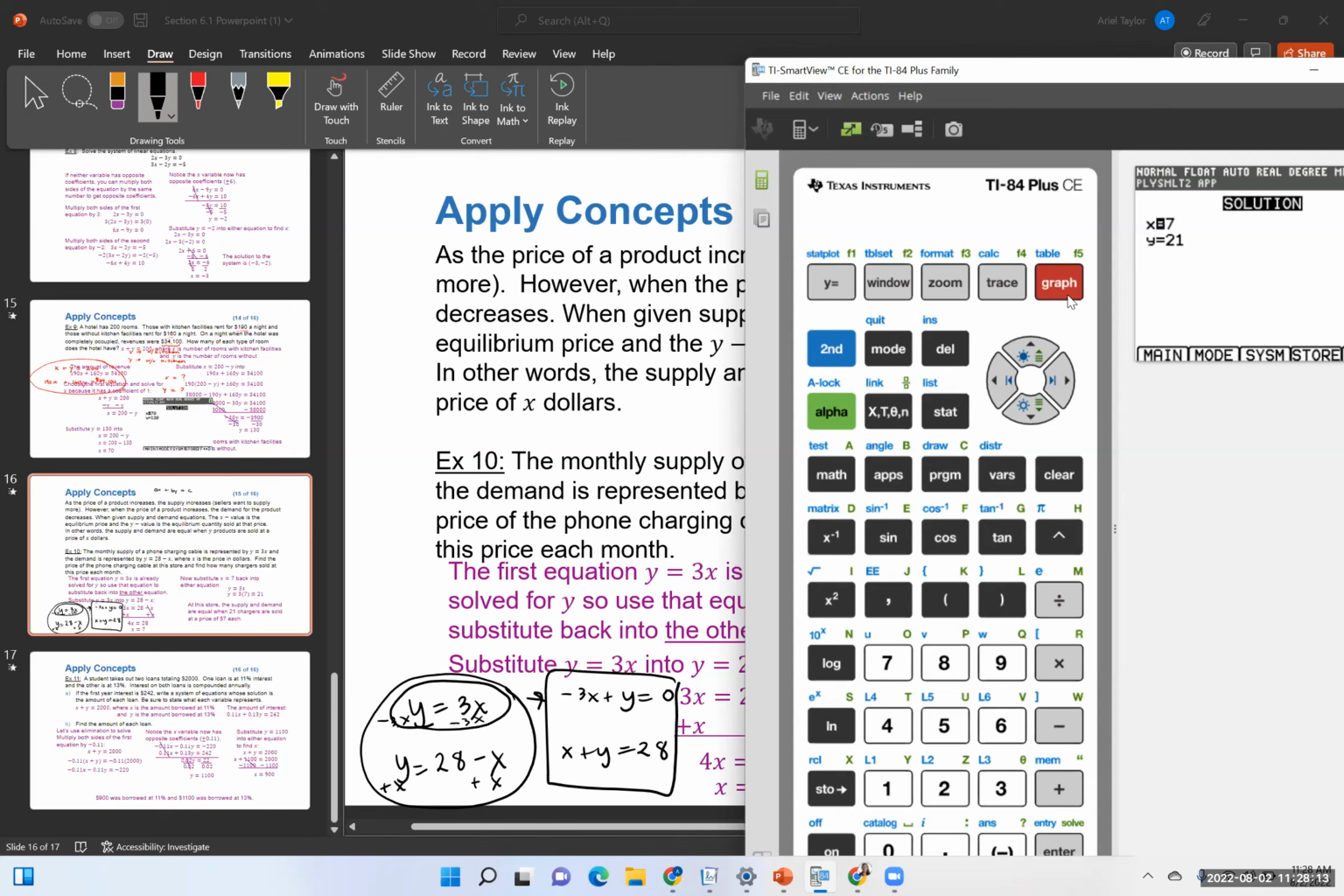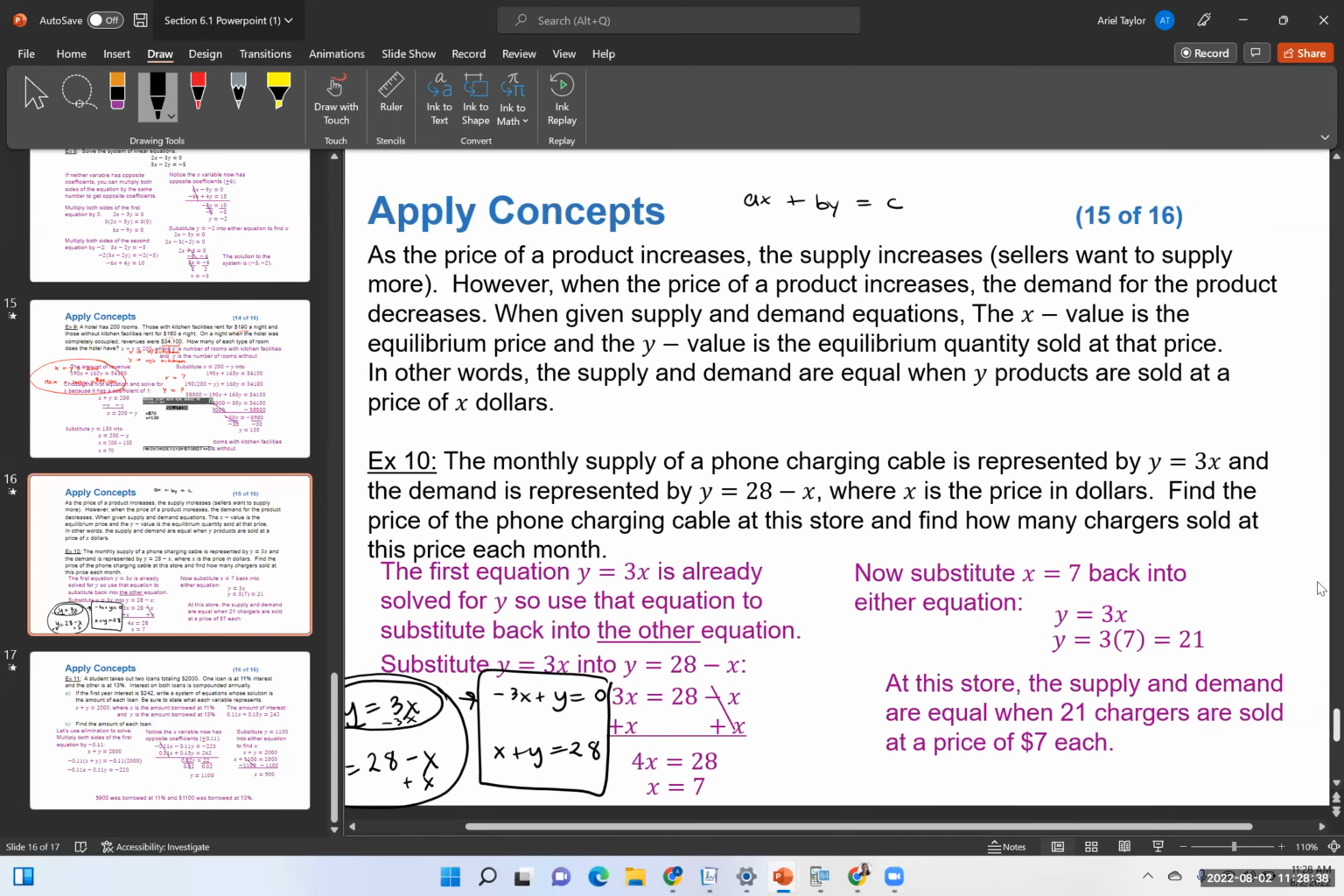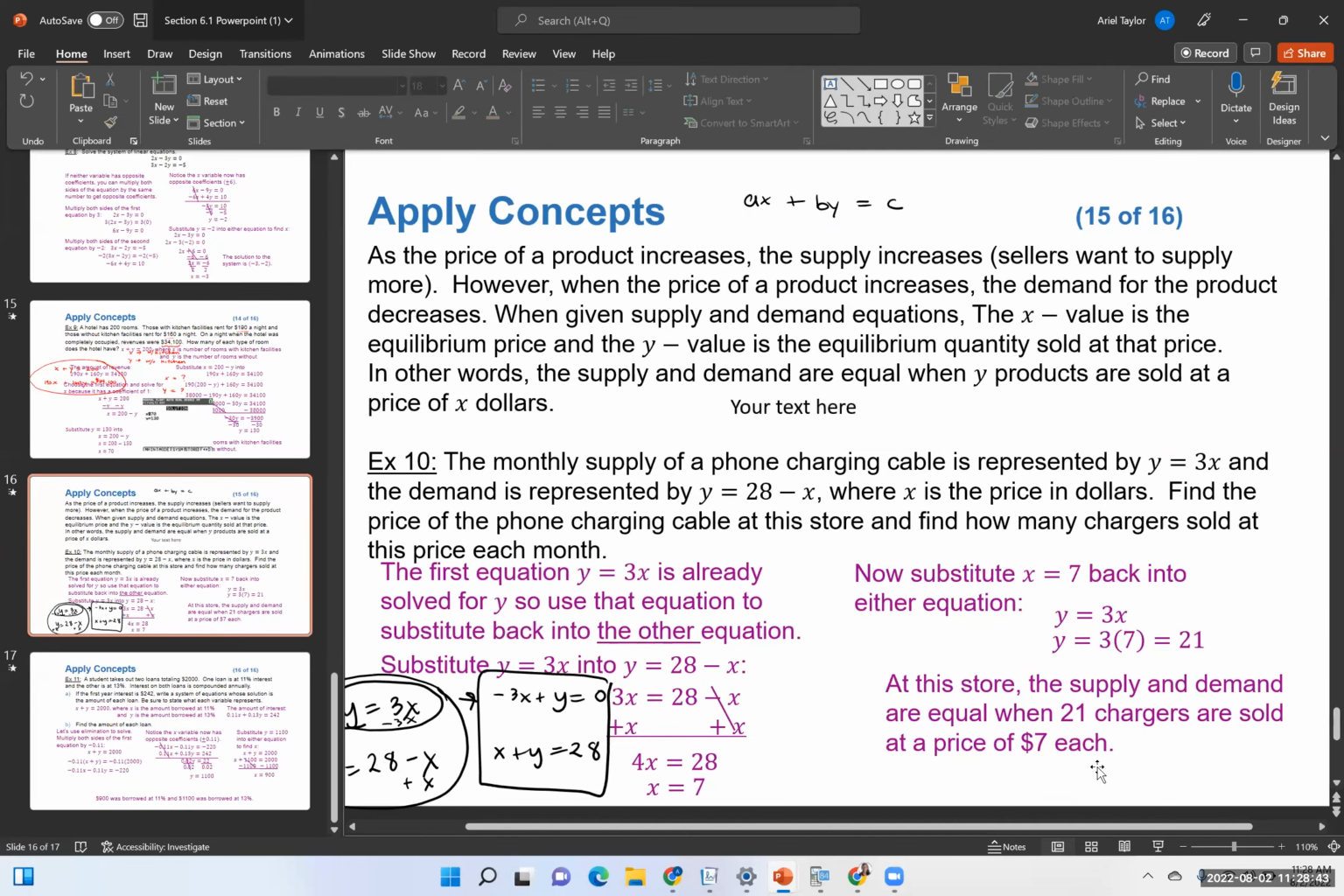So they told us what x represented. So let's go back to the equation and try to interpret this right. X is the price in dollars. So basically the phone chargers are gonna cost $7. And Y is representing how many of them we sold. So we sold 21 when they were $7 each. And that's the interpretation at the bottom. At this store, the supply and demand are equal when 21 chargers are sold at $7 each.